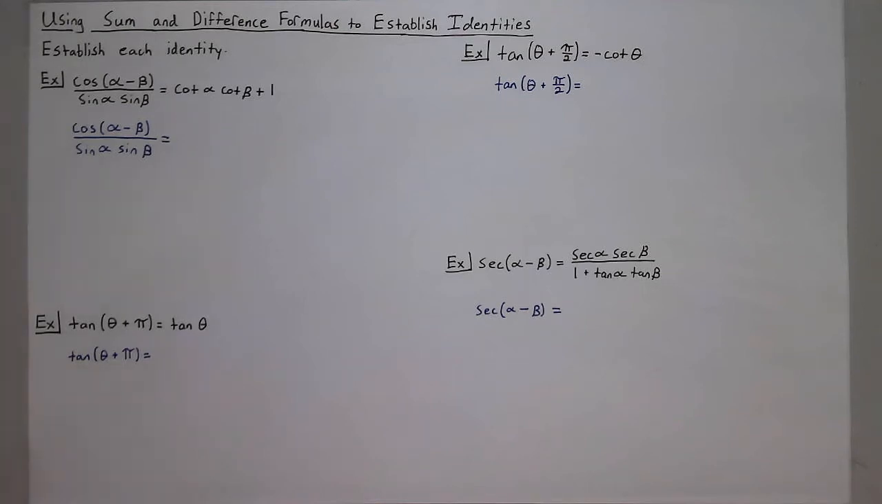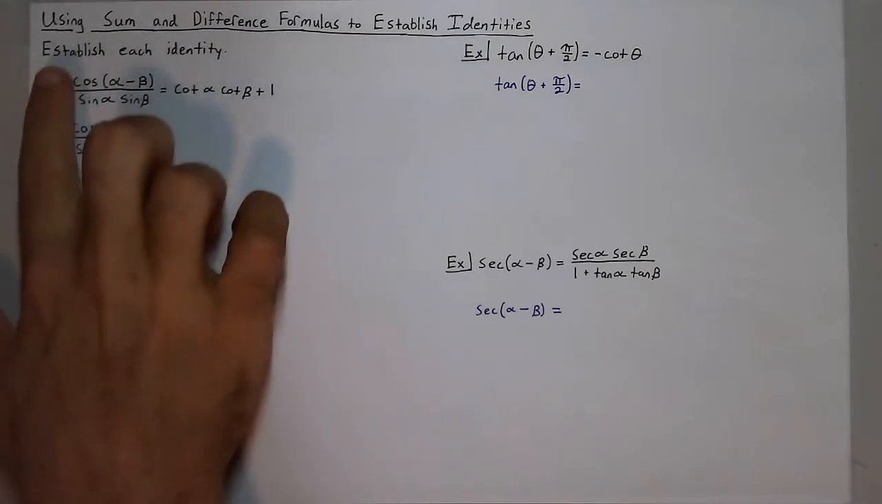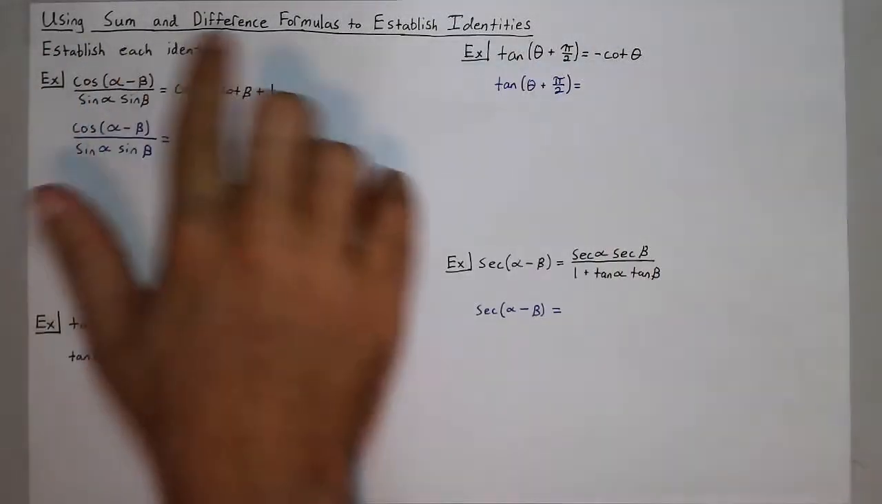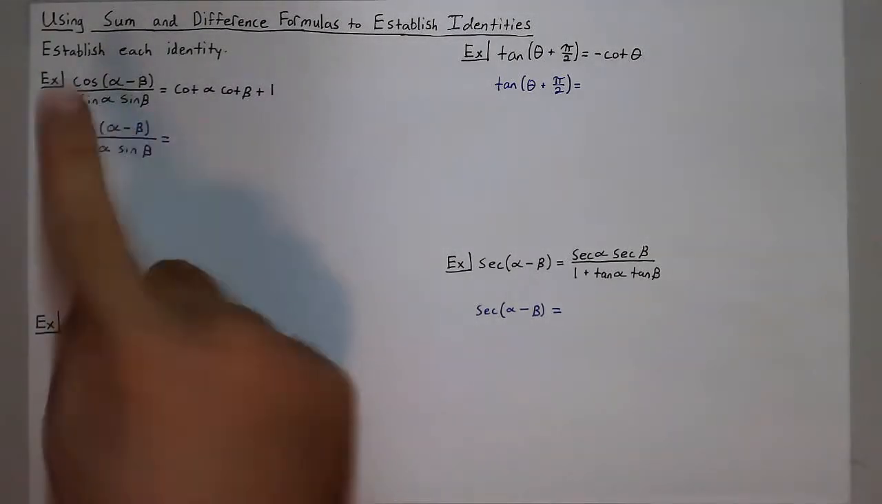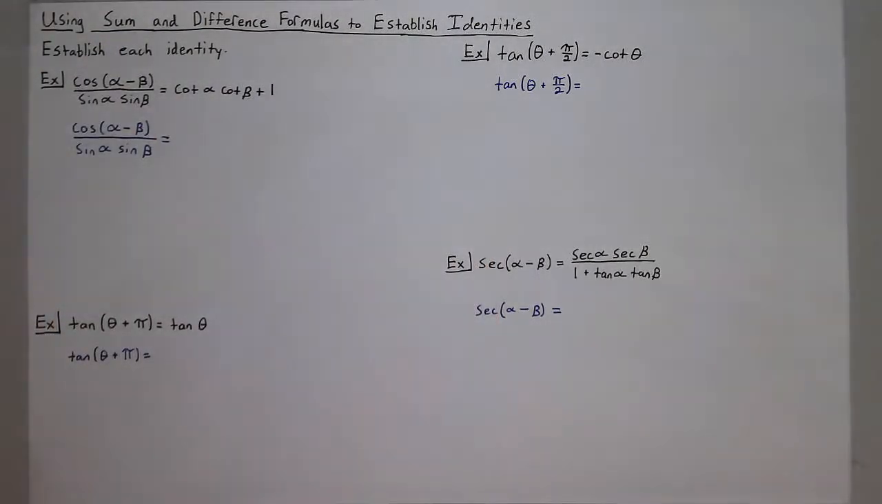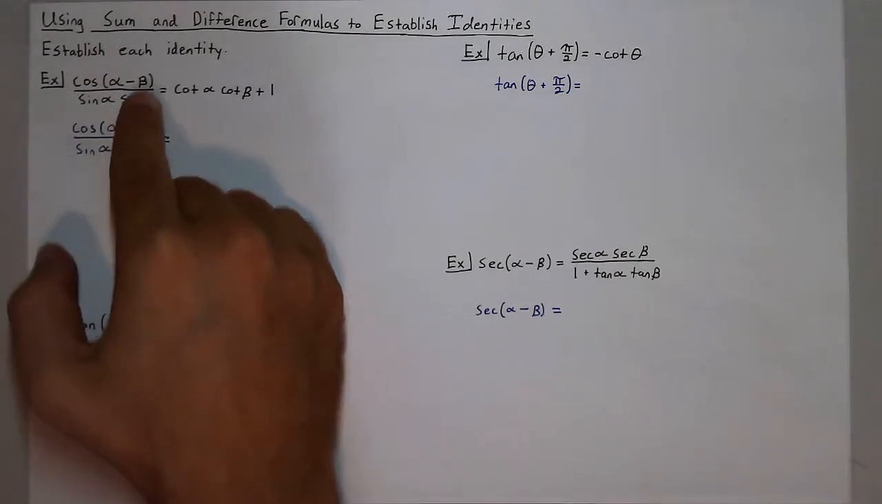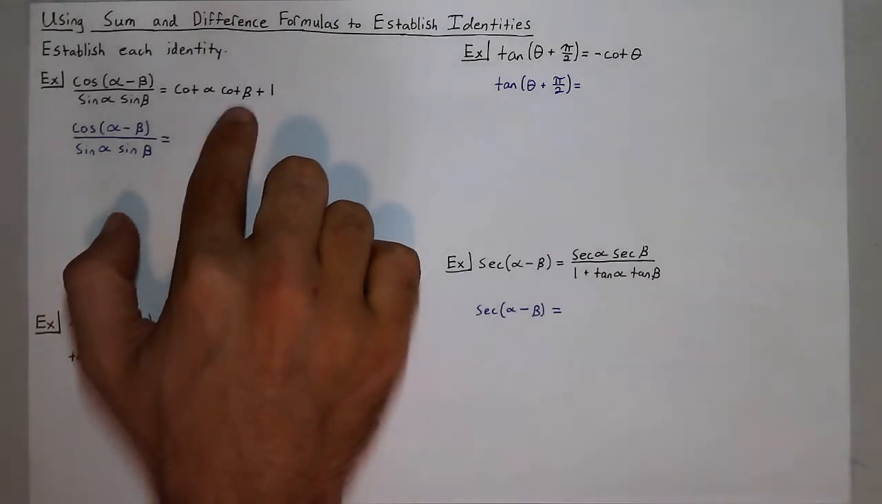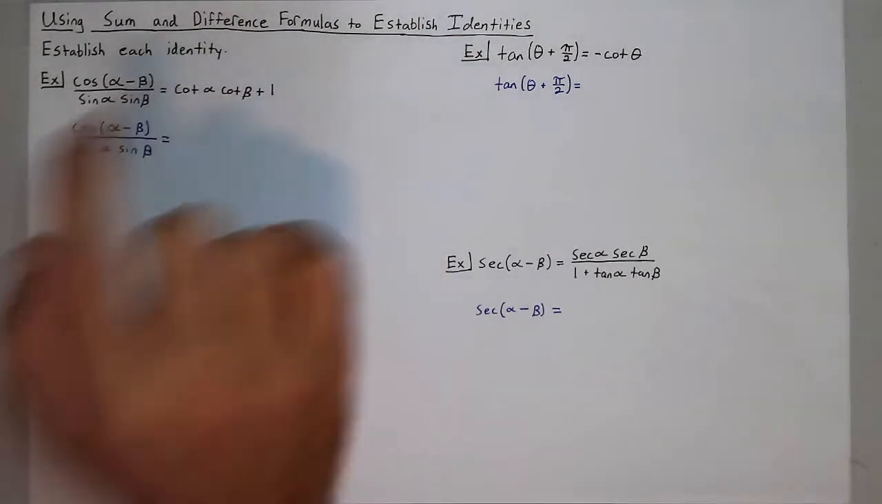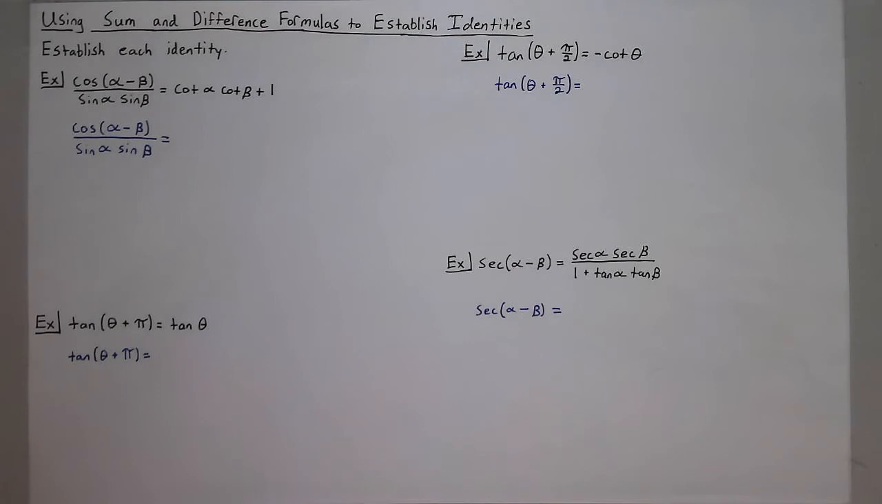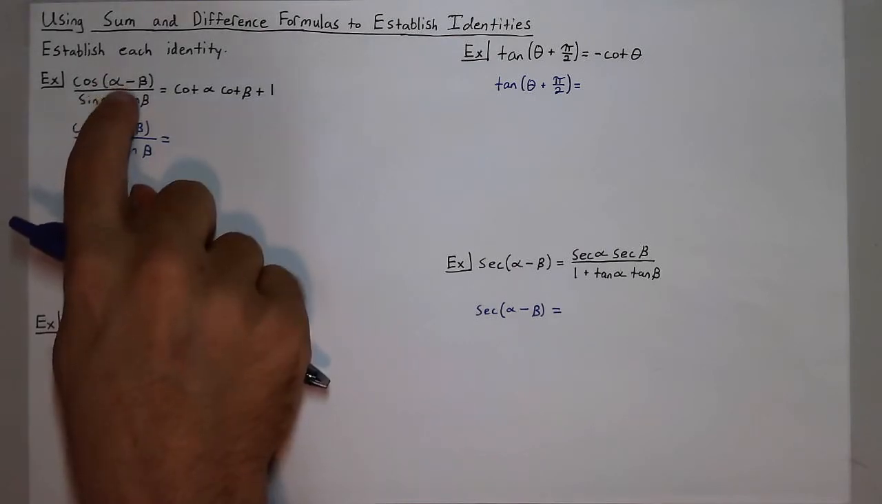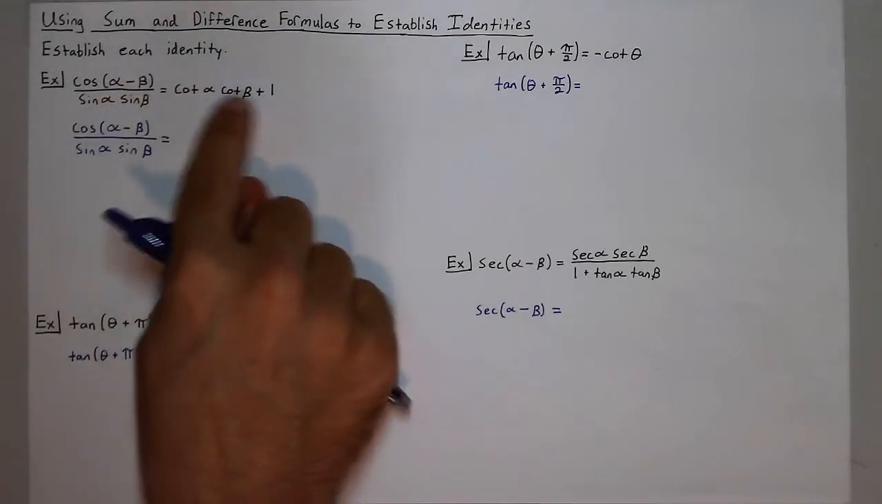In this video, we are going to learn how to use sum and difference formulas to establish identities. For each of these examples, we're going to establish the identity by working from one end of the equation to the other. I'm going to start with cosine of alpha minus beta over sine of alpha sine of beta is equal to cotangent of alpha cotangent of beta plus 1. In order to figure this out, I'm going to start with the side that has the sum, since the other side has no sum of angles.